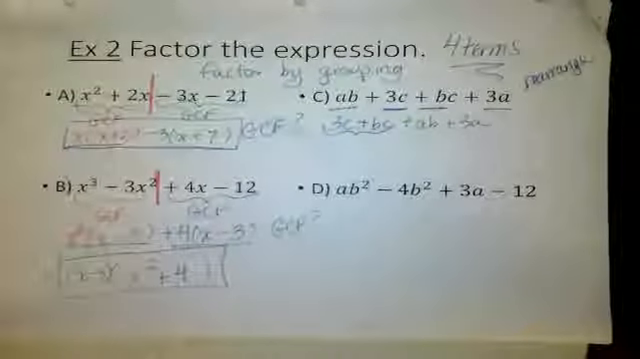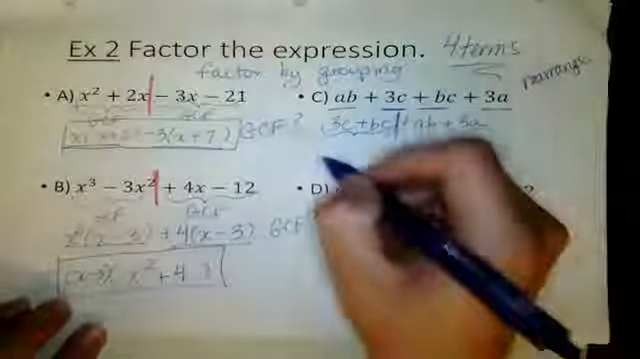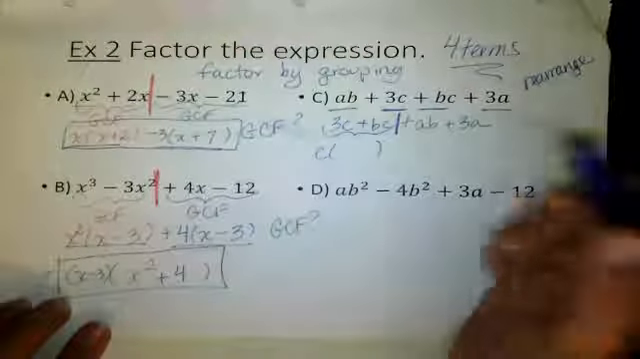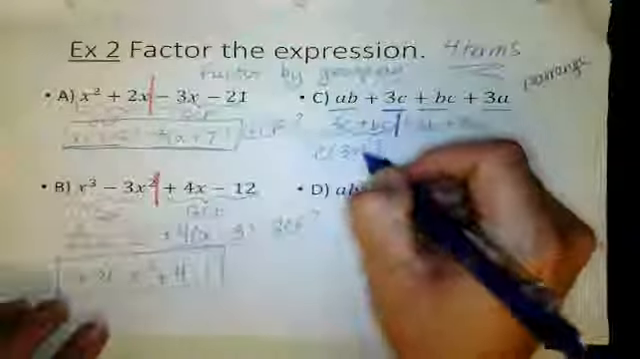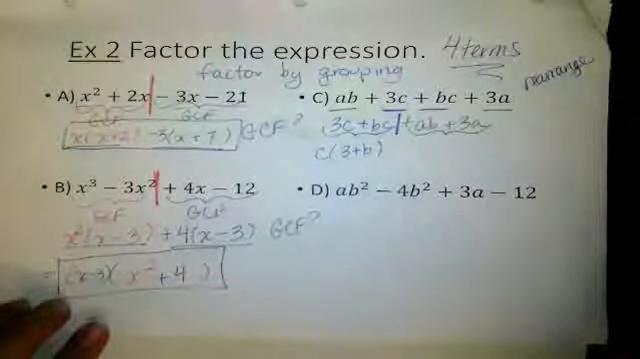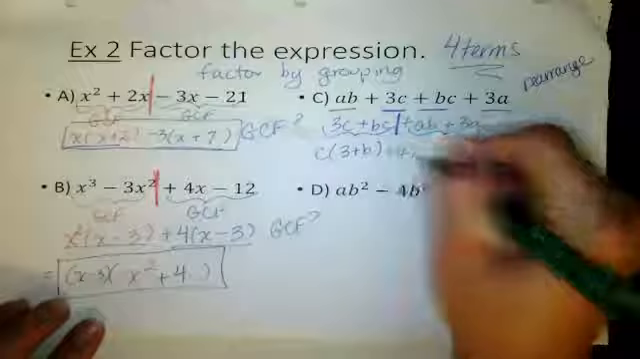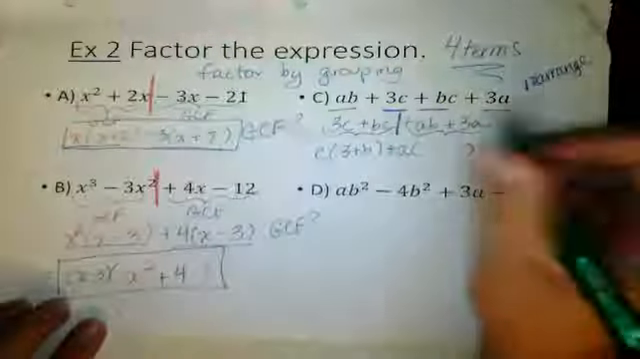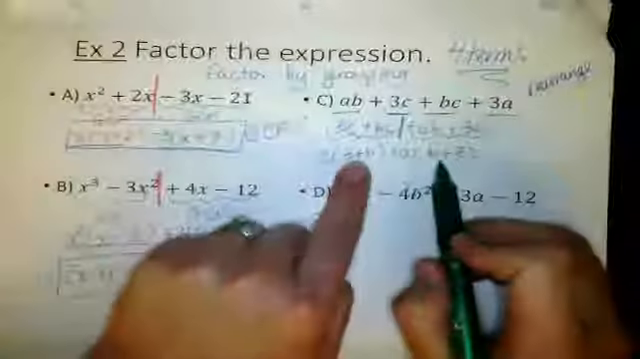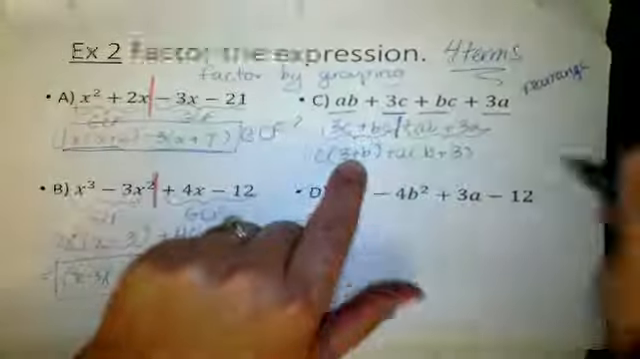When I look at those first two now in blue, what GCF do they have in common? C. And if we take out the C, what's left behind? 3 plus B. All right. And then looking at the GCF of the last two terms, what do they have in common? A positive A. If I take out the positive A, what's left behind? B plus 3. Are these the same or different? They're the same.